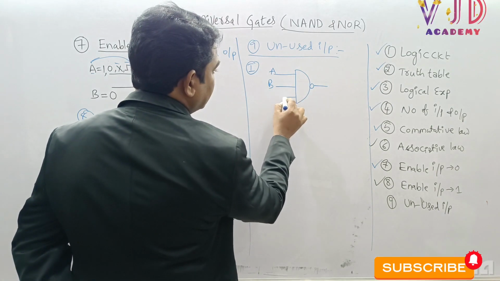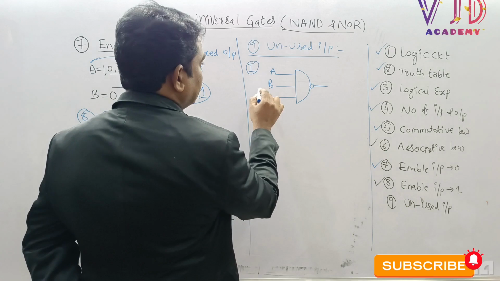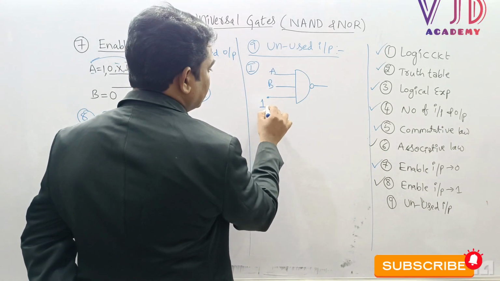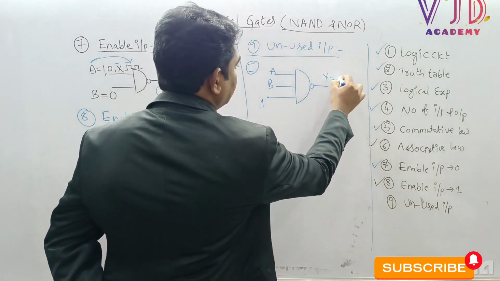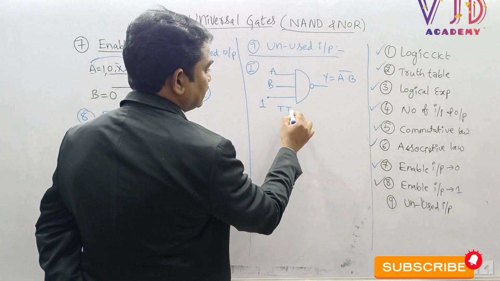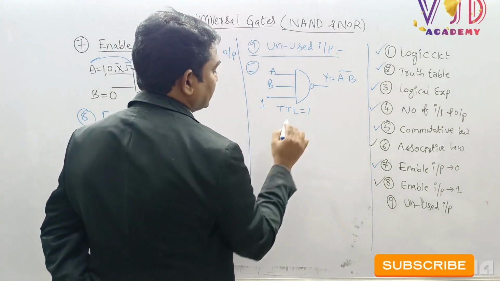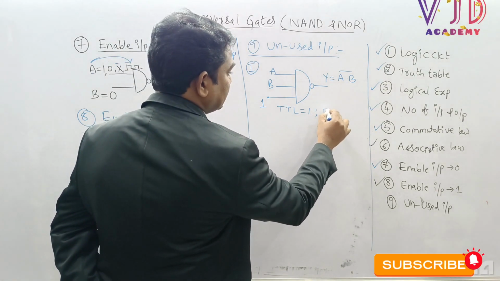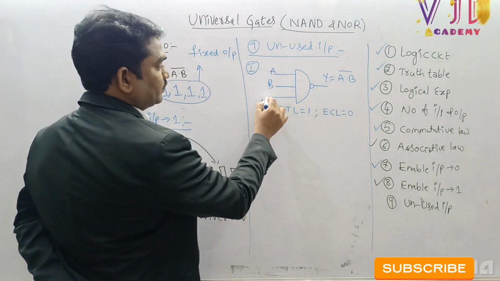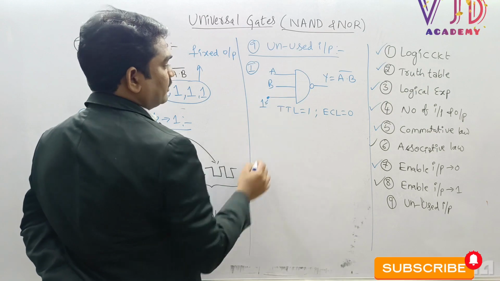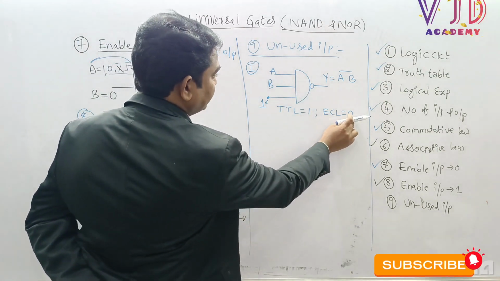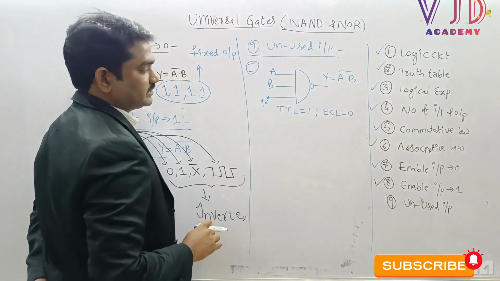If we take a third input, we can apply this third input as 1. Suppose this is Y equal to A into B whole bar. Suppose if it is TTL, transistor logic, we can apply 1. And if it is ECL, we can apply 0. For case 1, the third input we can apply 1 if it is the TTL logic family, and if it is the ECL logic family, we can take it as 0.